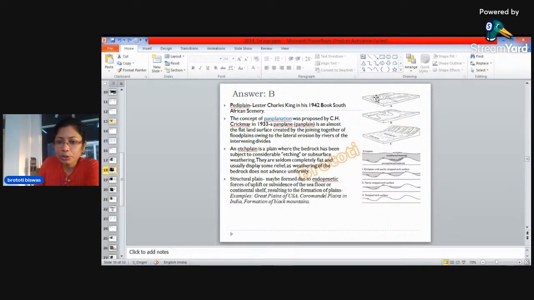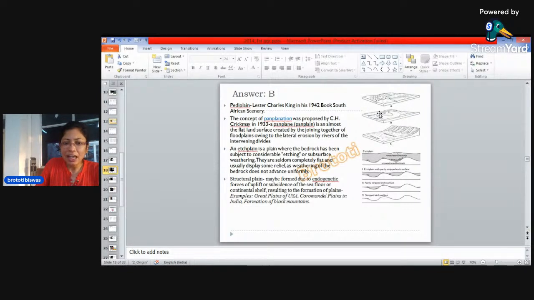And you can also see what? Some river valleys through it. In B, what you are seeing, lateral erosion has occurred. In each of these, lateral erosion has occurred. Because of lateral erosion, what has happened?